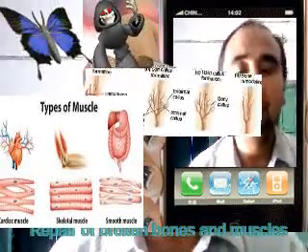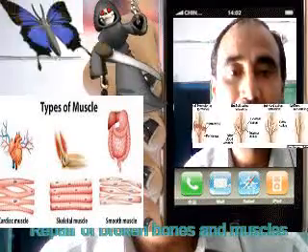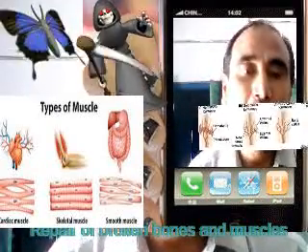Bismillah Rahman Rahim. We are studying chapter number 16 of the second year. Today's topic is repair of broken bones.